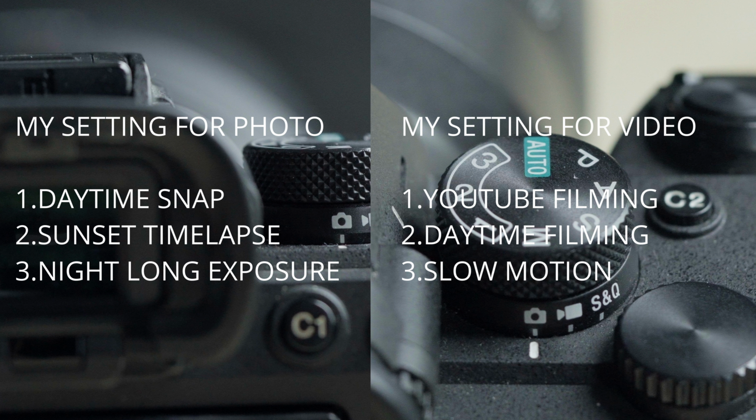It's very easy, right? And for the video mode, I allocate dial number 1 to YouTube filming, number 2 to daytime outside filming, and number 3 to slow motion.